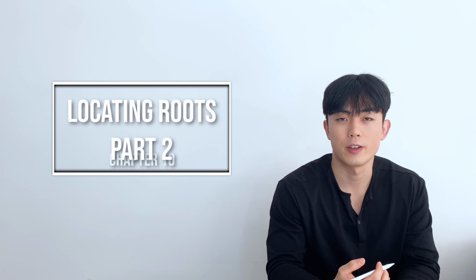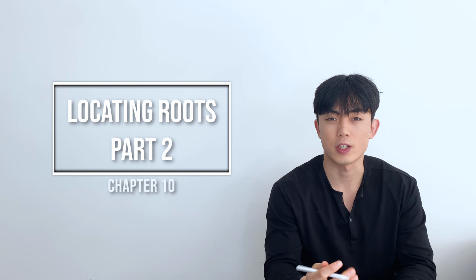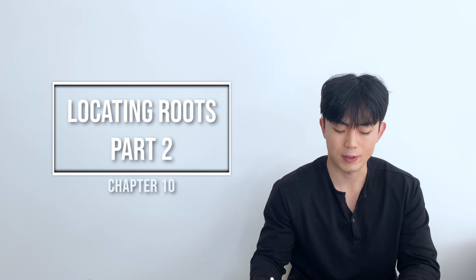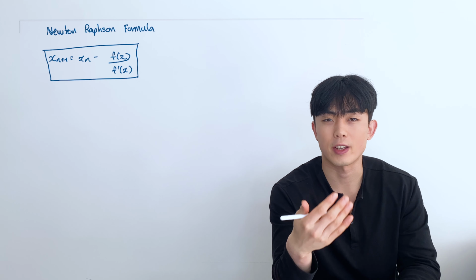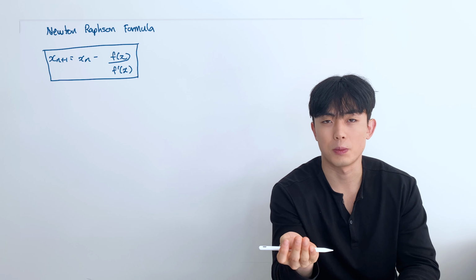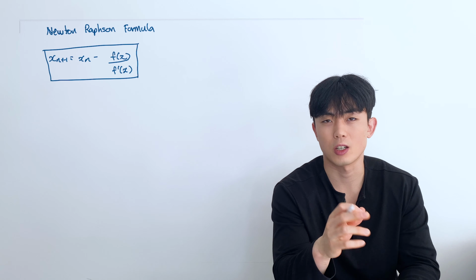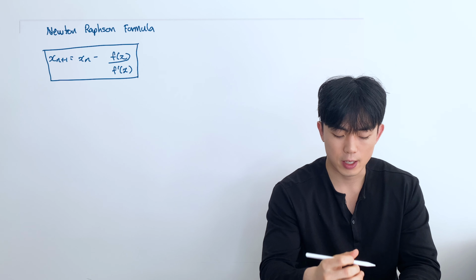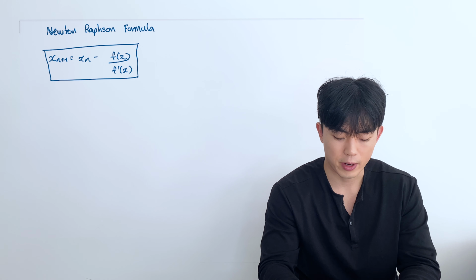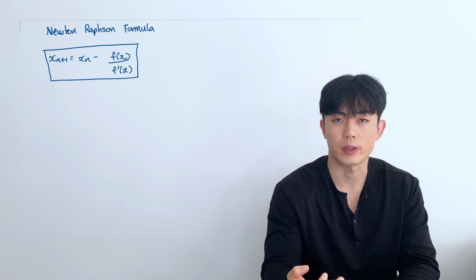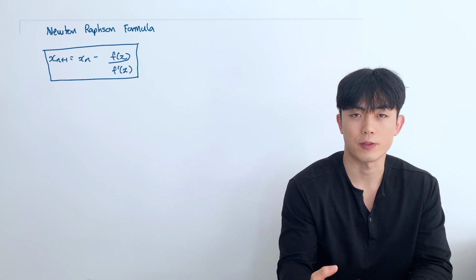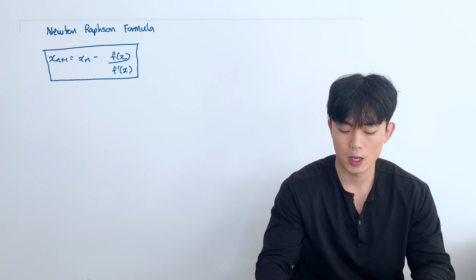Okay, so the last video for locating roots is by using a specific formula called the Newton-Raphson formula. It's just another example of an iteration formula, which we looked at in the previous video, but it's just got a specific form. So as you can see, xn plus 1 is xn minus the function over the derivative of the function. So we're going to need to differentiate the function and put it in the denominator.